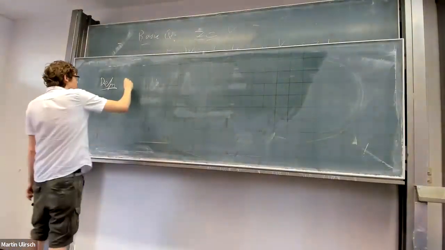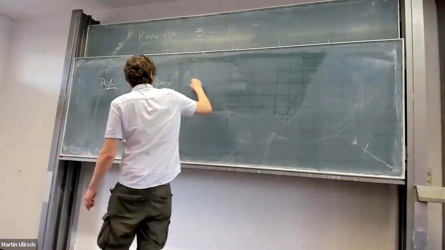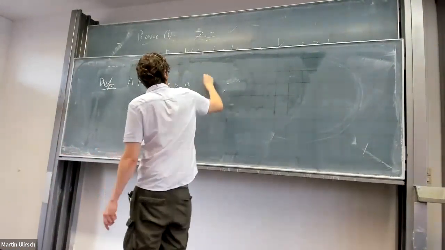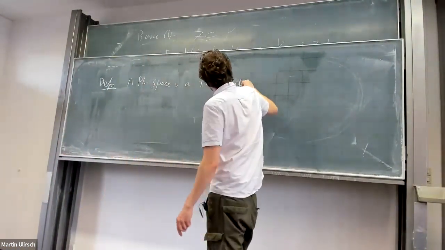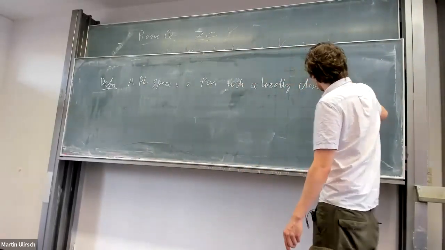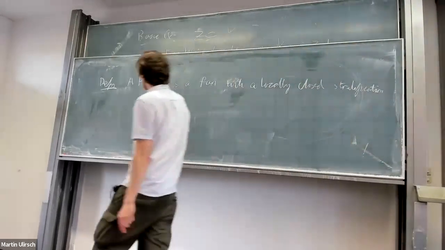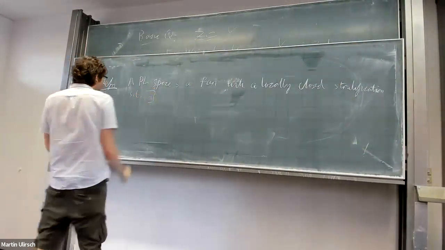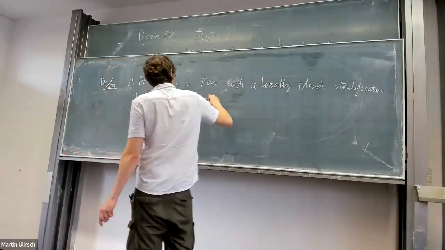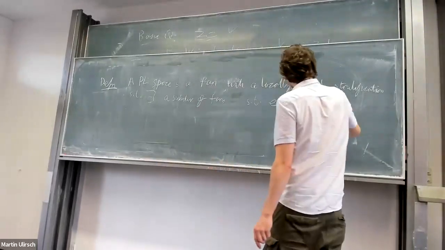So, definition: a piecewise linear space is a cone complex, so let me just say fan, in case people are scared of cone complexes, with a locally closed stratification such that there exists a subdivision of fans such that each stratum is a union of cones.